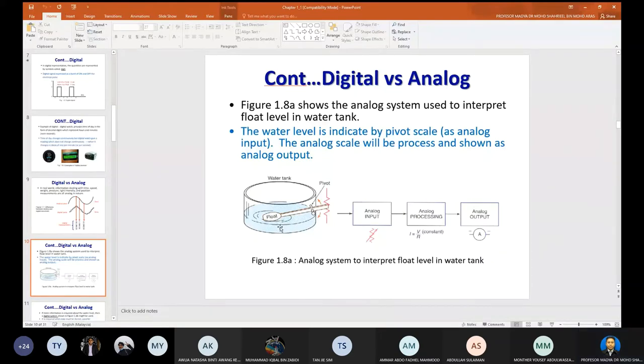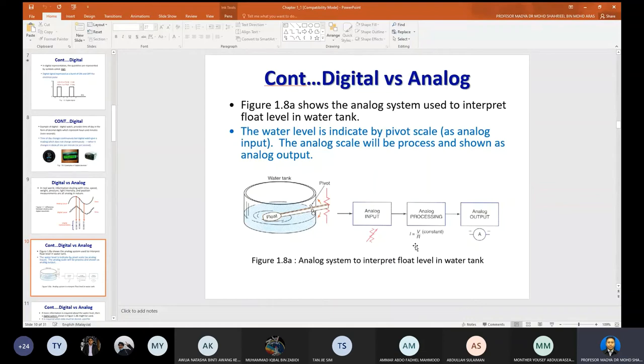The pivot here will detect the amount of water, and then it will be converted into the analog. This analog input will be processed in the analog processing, using a formula, for example. They're using the standard formula V equal to IR, Ohm's law.